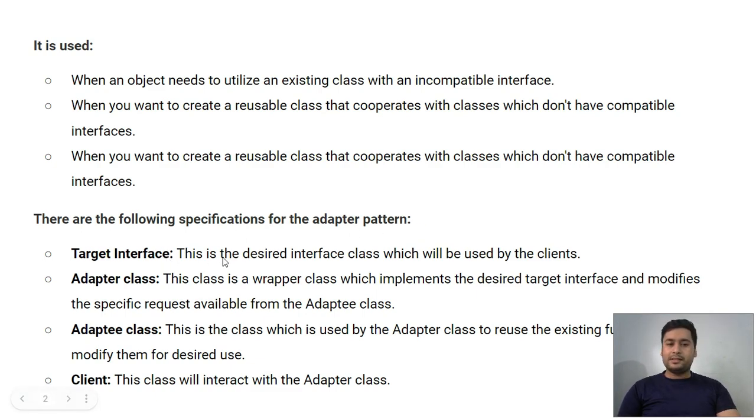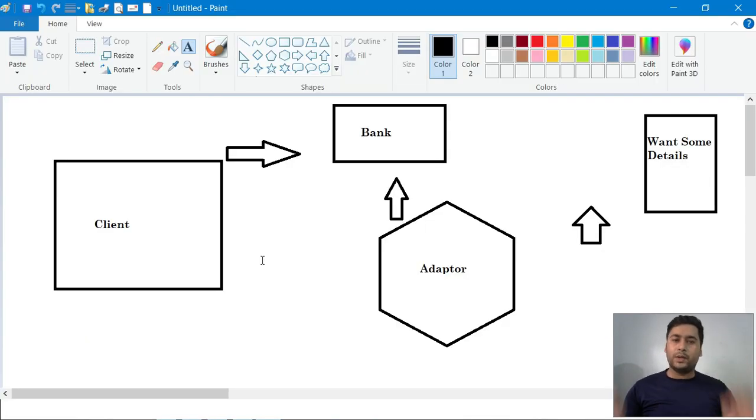The target interface, we can discuss later, but let's first understand what the adapter is. We have one client, and this client wants some bank details. But the bank wants to ask for some details from some classes, and the client doesn't know what to ask. So we have created one more class, the adapter. This adapter is going to help the client and the bank communicate with each other.